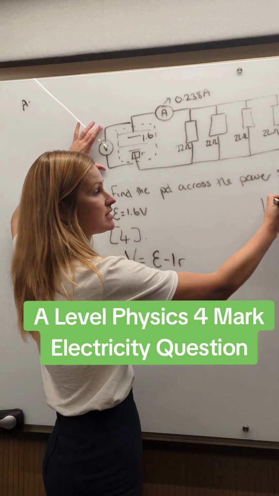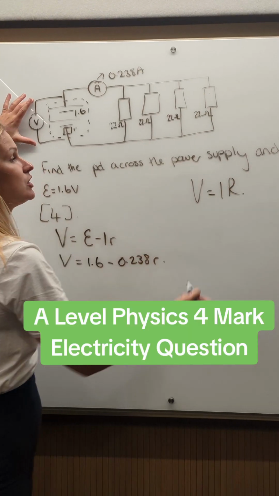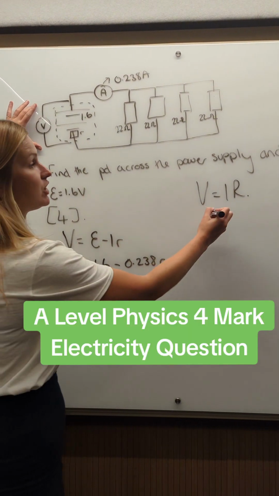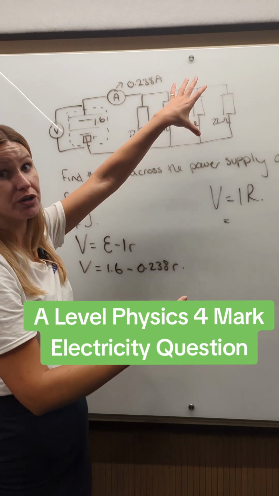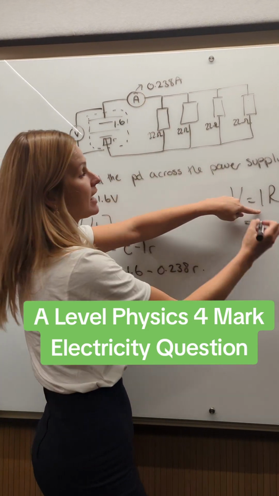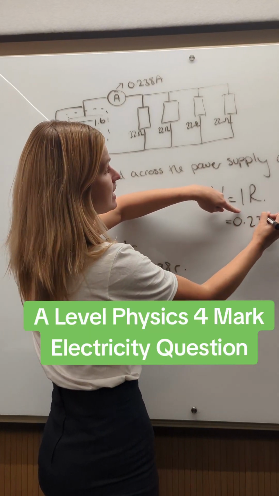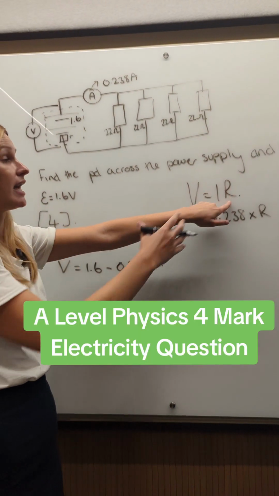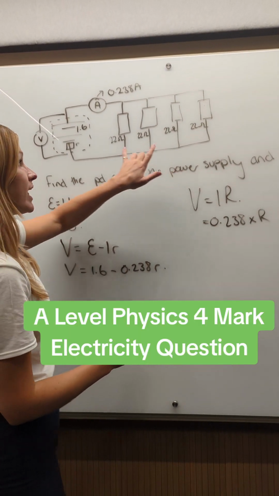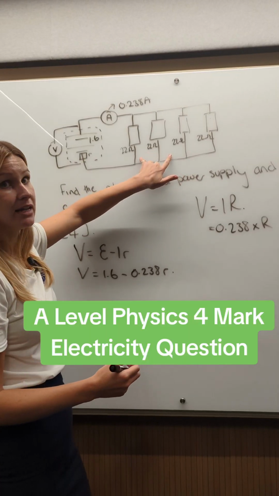And we know from GCSEs, V equals IR. So I can calculate what V is if I know what the total current is and the total resistance of my external circuit. So the total current, again, is 0.238 multiplied by whatever the total resistance is of the external circuit, kind of just like GCSEs. So again, these four are all in parallel with each other.